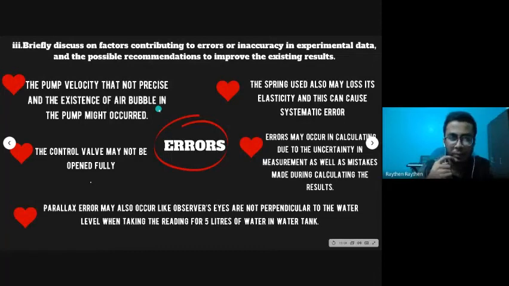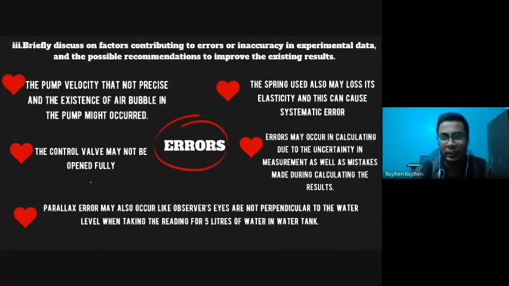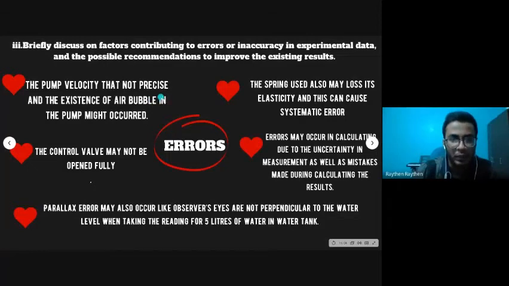So next, we will briefly discuss factors contributing to errors or inaccuracy in experimental data and the possible recommendations to improve the existing results. So the first will be the pump velocity that is not precise and the existence of air bubbles in the pump might occur. The air bubbles inside the pump may cause the result to become inaccurate.